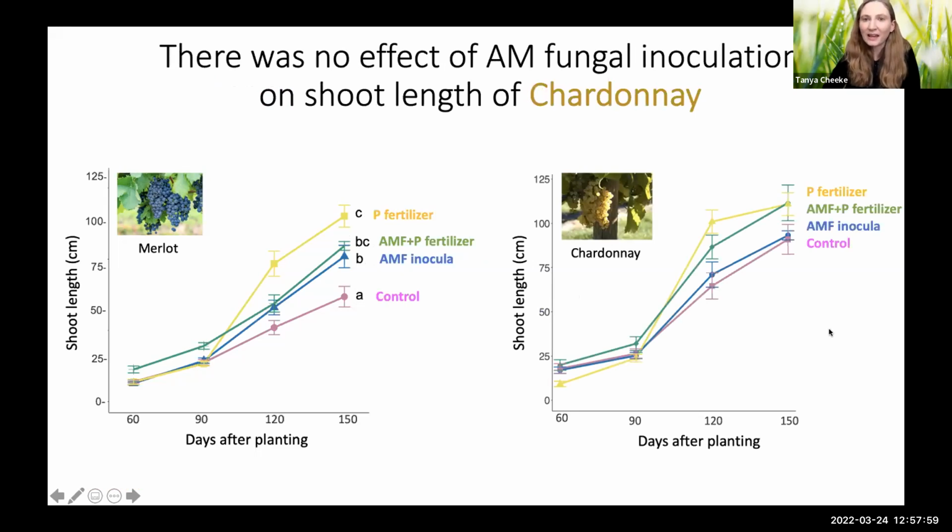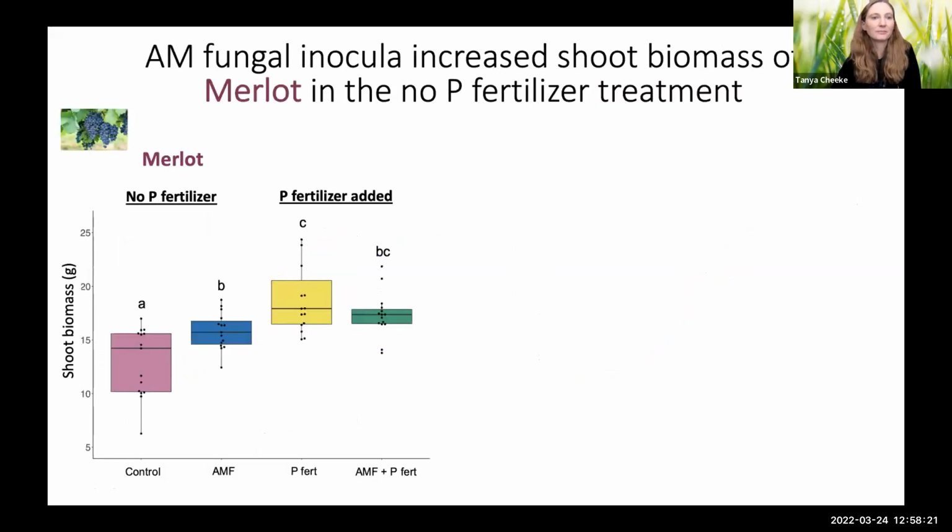And in Chardonnay, on the other hand, we found no effect of mycorrhizal inoculation on shoot length. So here what we see is at the end of the experiment, the plants were all about the same. The plants that got phosphorus were a little bit bigger, but there was really no difference. Adding inocula didn't seem to have any effect.